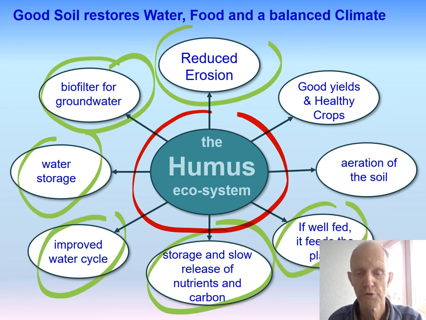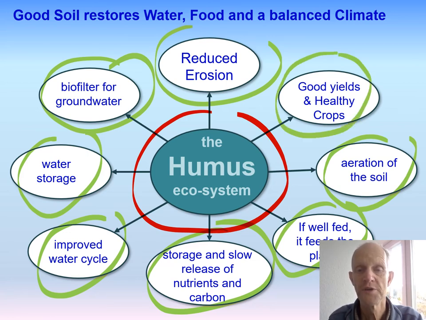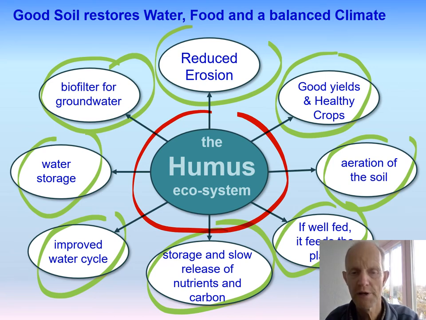If humus is well fed, it feeds the plants, aeration of the soil, and good yields and healthy crops. So all the trace elements should be there in the system to be productive, and then in turn it makes very, very healthy food.